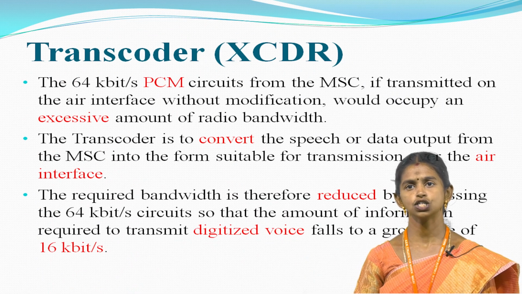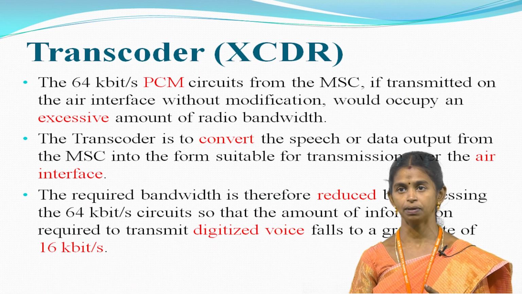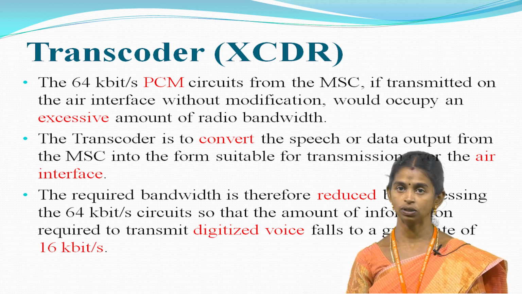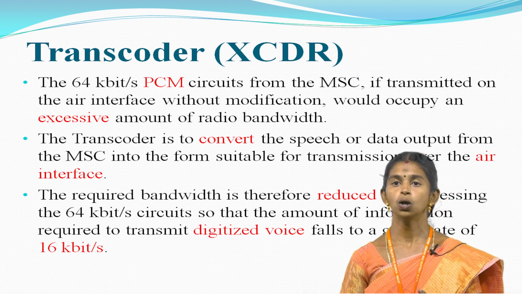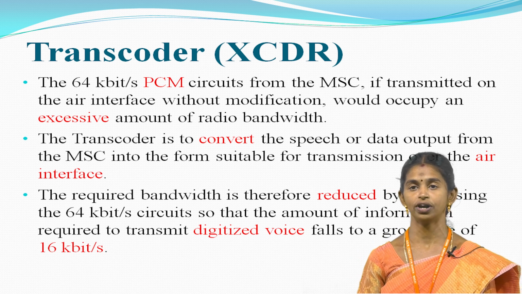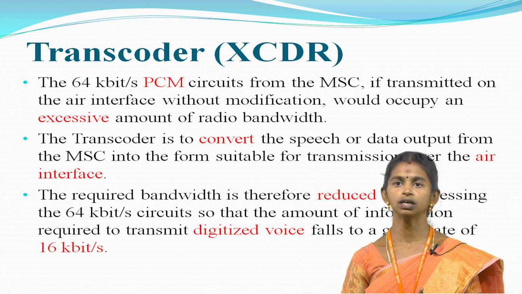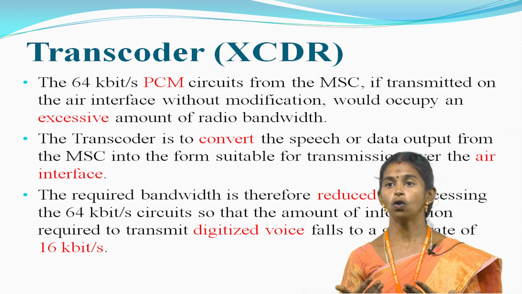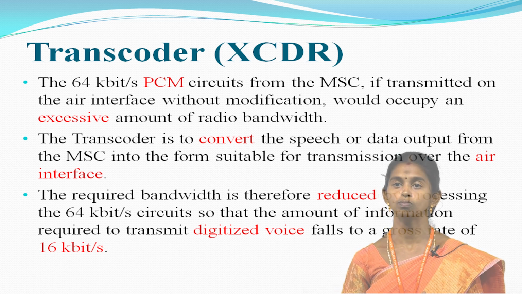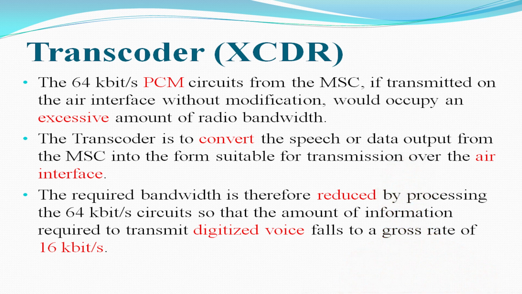Transcoder. The 64 kilobit per second PCM circuit from the MSC, if transmitted on the air interface without modification, would occupy an excessive amount of radio bandwidth. The transcoder converts the speech or data output from the MSC into a form suitable for transmission over the air interface. The required bandwidth is therefore reduced by processing the 64 kilobit per second circuit, so that the amount of information required to transmit digitized voice falls to a gross rate of 16 kilobits per second.